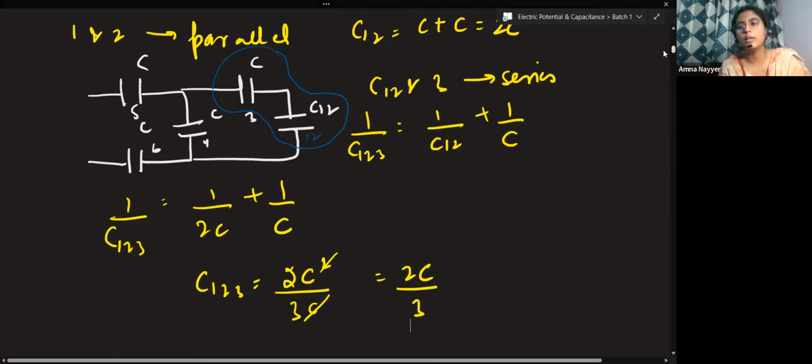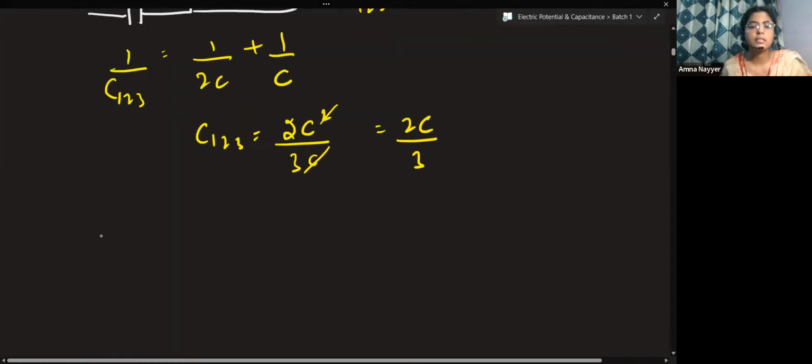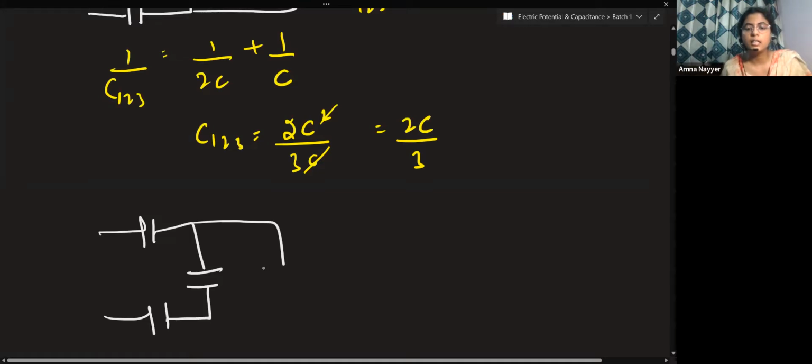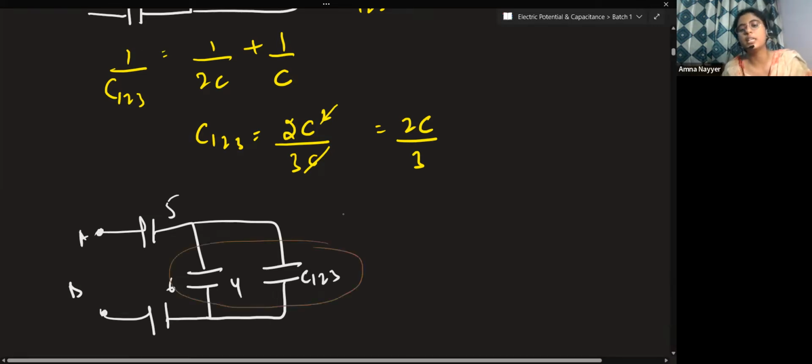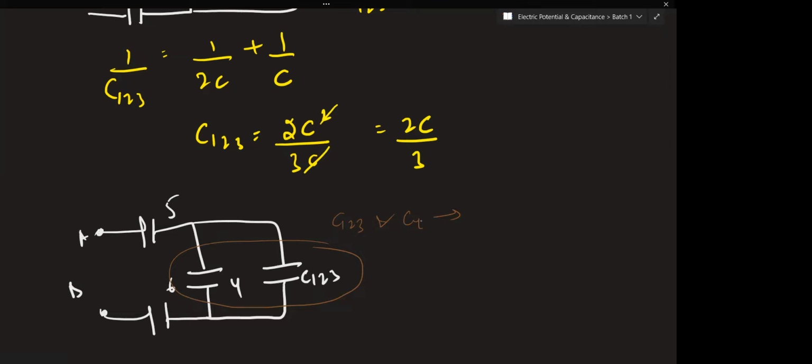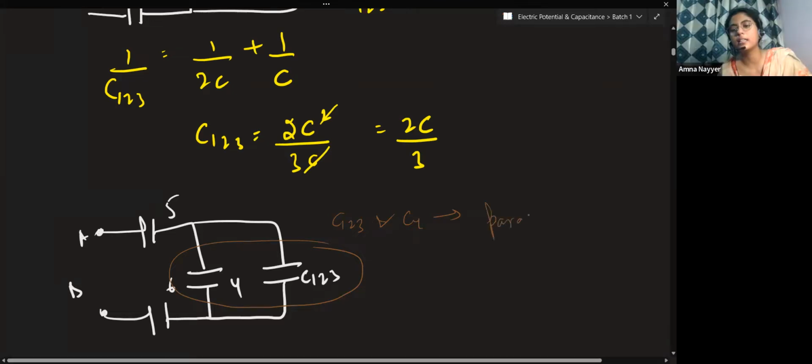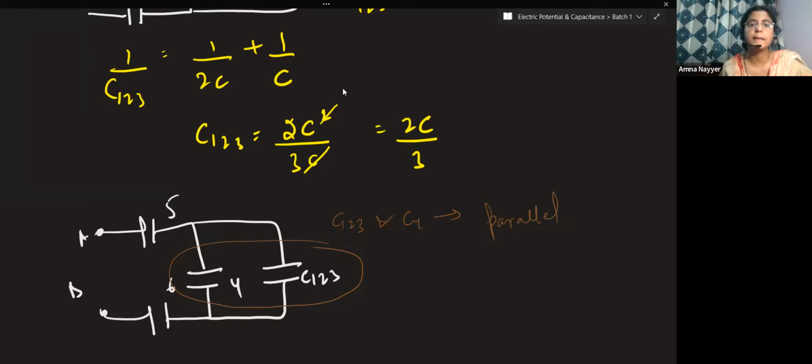Now how will the circuit look? See, these are connected, but instead of C3 we have C123 right now. This is 4, this is 5, this is 6. This was the A point, this was the B point. Now look at this. How are C4 and C123 connected? Parallel. Yes, Samia, they are connected in parallel combination.